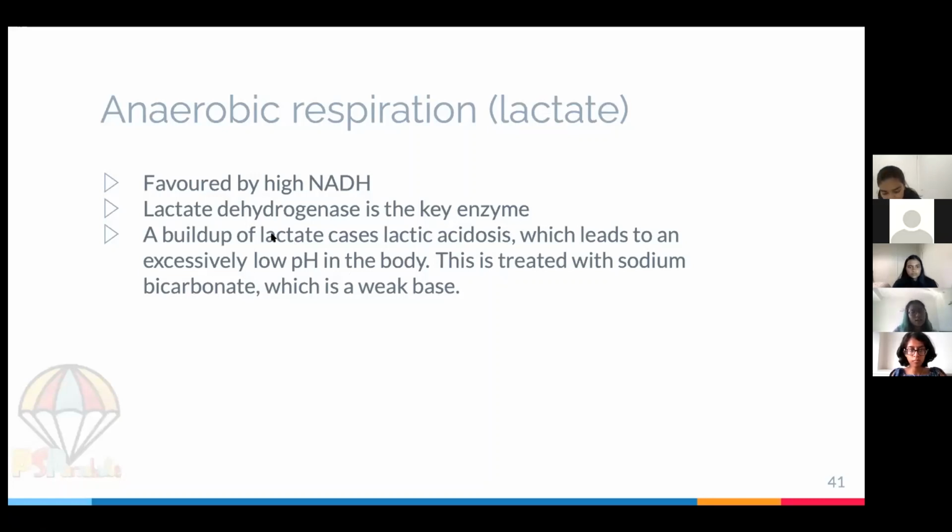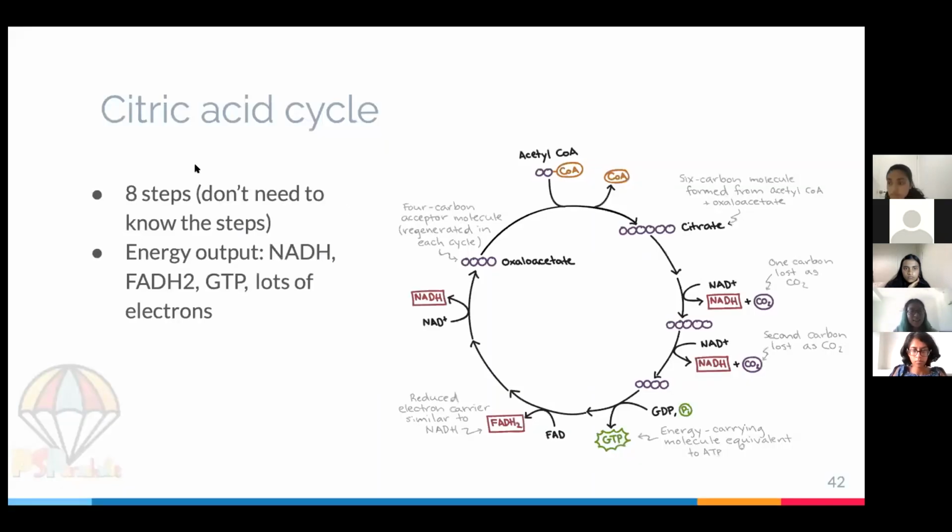The enzyme is called lactate dehydrogenase, and a buildup of lactate causes lactic acidosis, which leads to a low pH because lactate is an acid, and to treat that you use a base, which is sodium bicarbonate. I guess this is not very high yield either. It's just there for knowledge, and it was in the lecture slides from last year. Yeah, moving on to the next step.